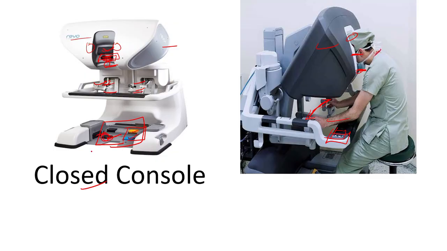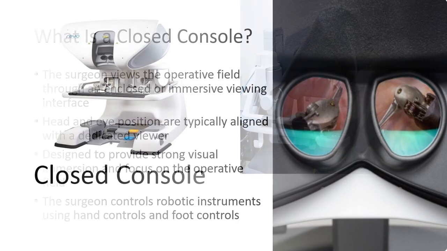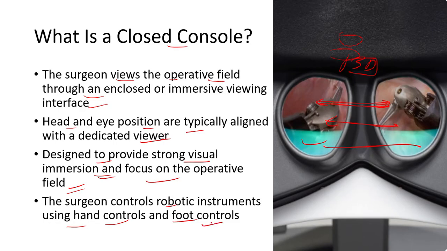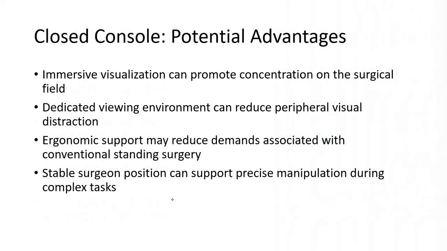So with the help of that, he can control the camera. Camera in and out, left and right movement will be there. So he can control that. So that is the function of the closed console.